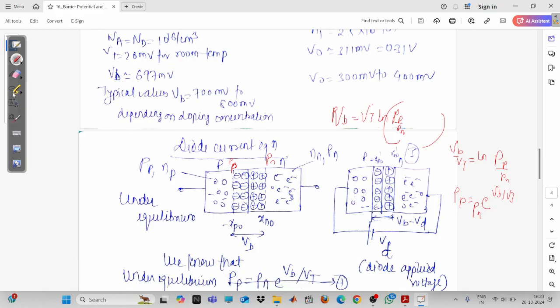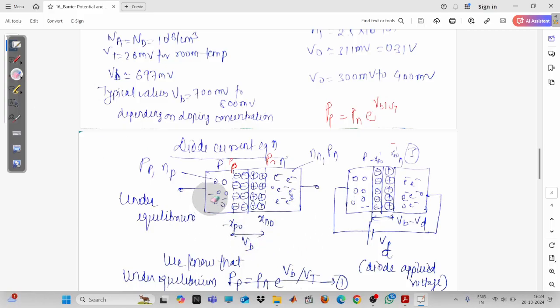Okay, so now this is the no bias condition. This equation is valid for the no bias condition because there is a depletion layer and we have not applied any external voltage to it. Now what is going to happen if you apply a voltage to it? There will be two types of biasing, forward biasing and reverse biasing.